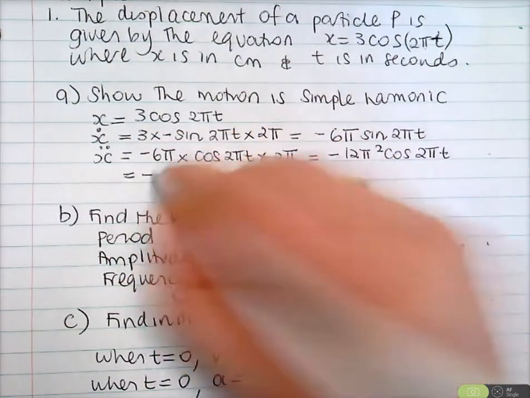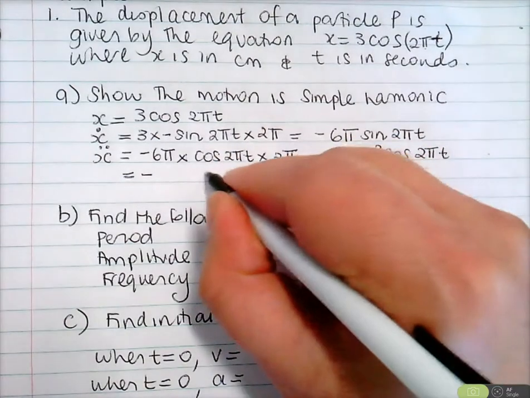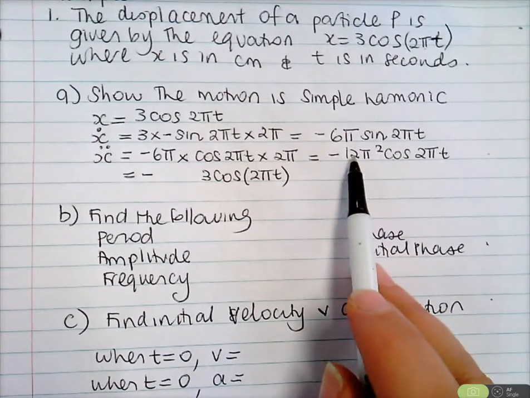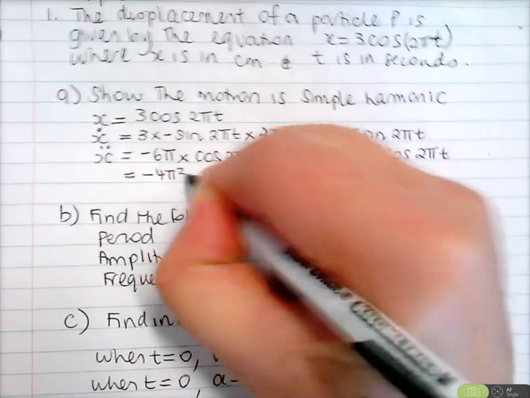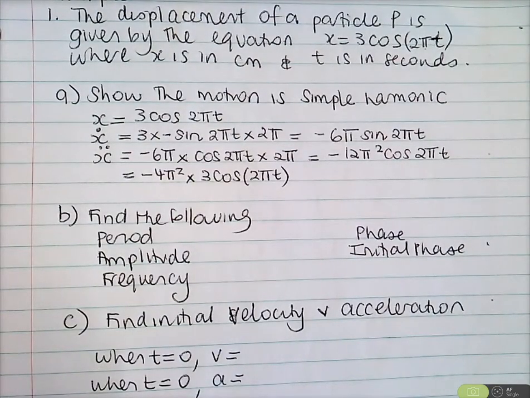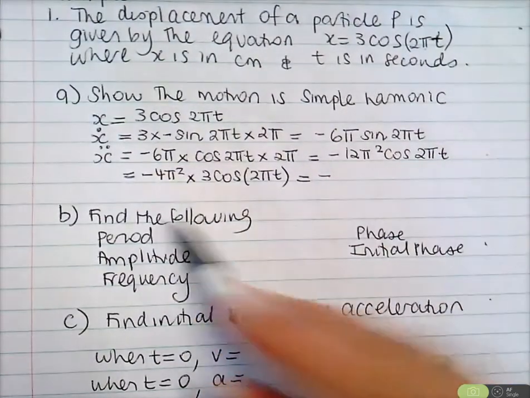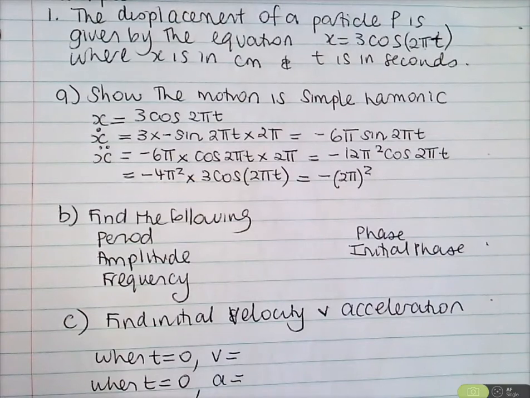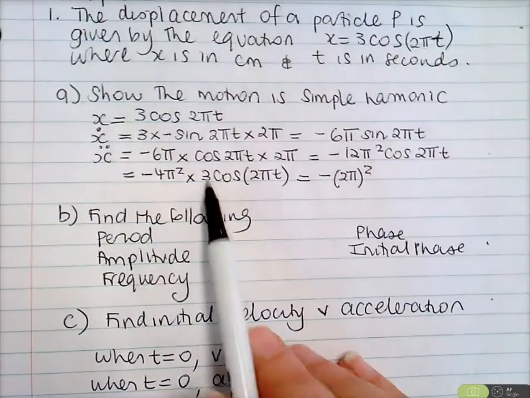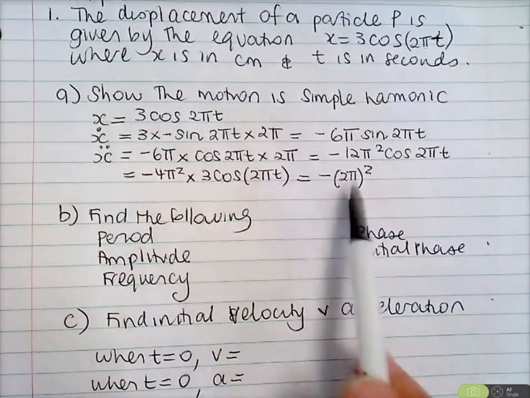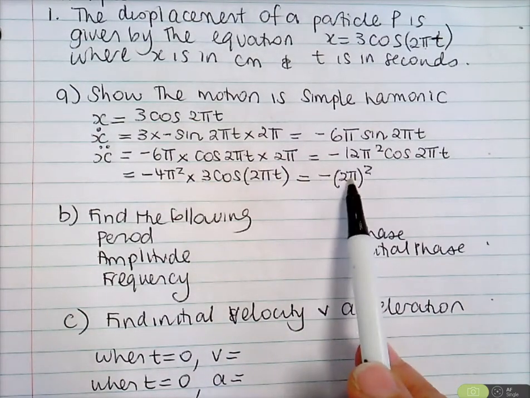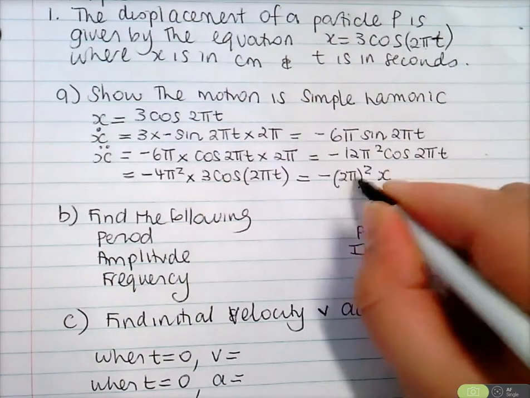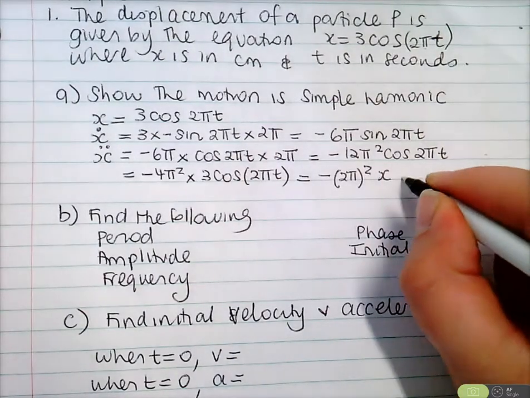So that is the same as negative. I want 3 cos 2 pi t here. So I need to put negative 4 pi squared, negative 4 pi squared times that. Now, the 4 pi squared can be written as 2 pi all squared, can't it? See, it's got to be n squared x. Put the 3 here, because that's x. And this needs to be negative, and this needs to be in the form of n squared. Now, 4 pi squared is 2 pi all squared, so it equals negative 2 pi all squared x.